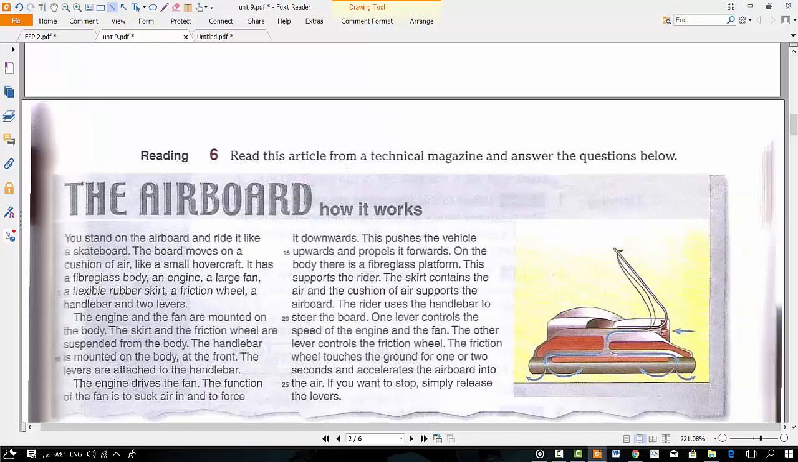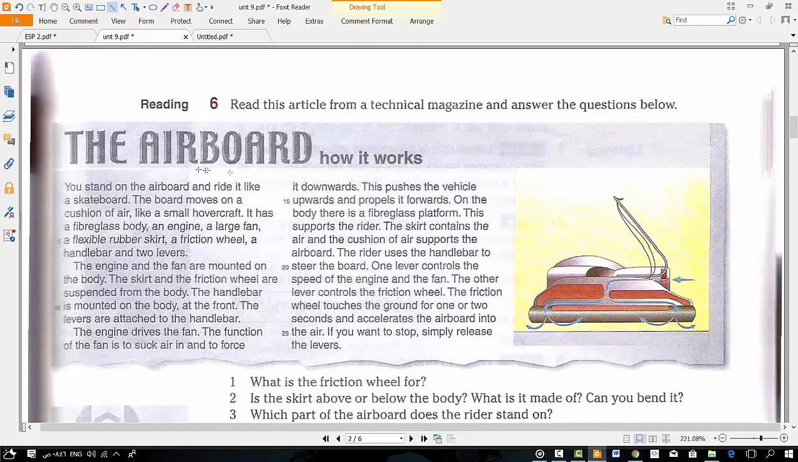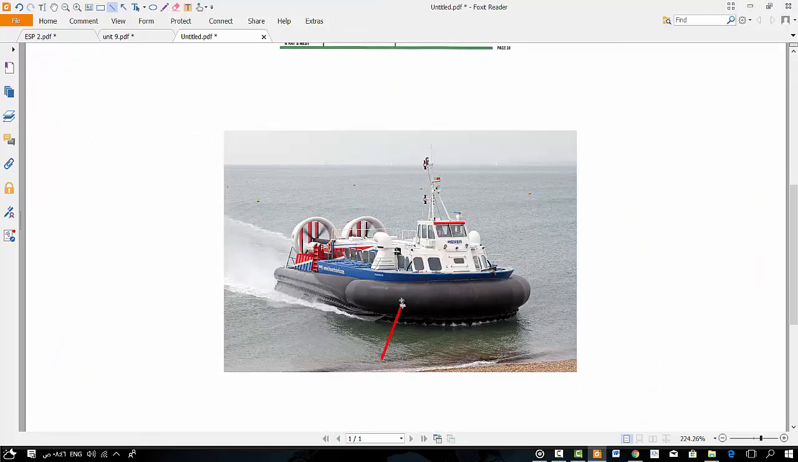Reading. Read this article from a technical magazine and answer the questions below. Okay, let's read the airport, how it works. You stand on the airboard and ride it like a skateboard. The board moves on a cushion of air like a small hovercraft. This is a hovercraft.